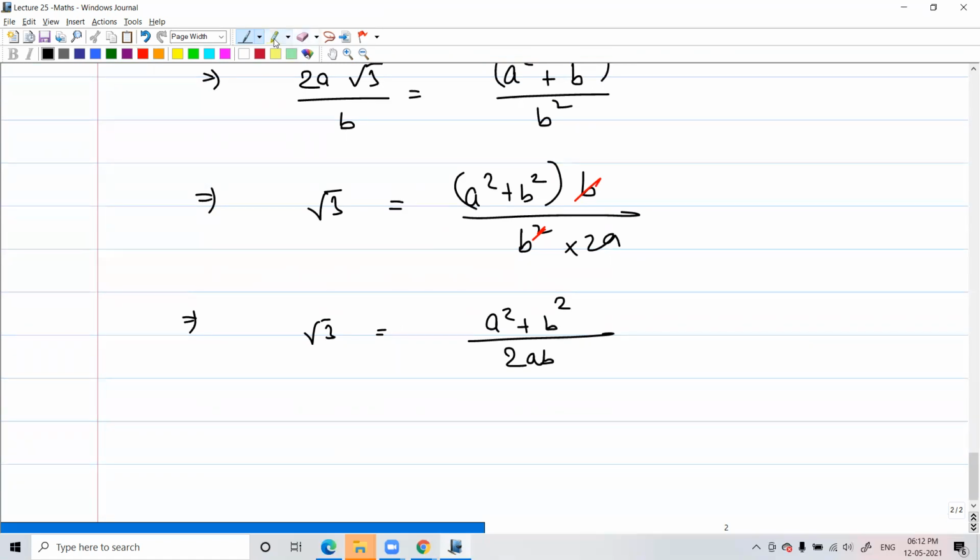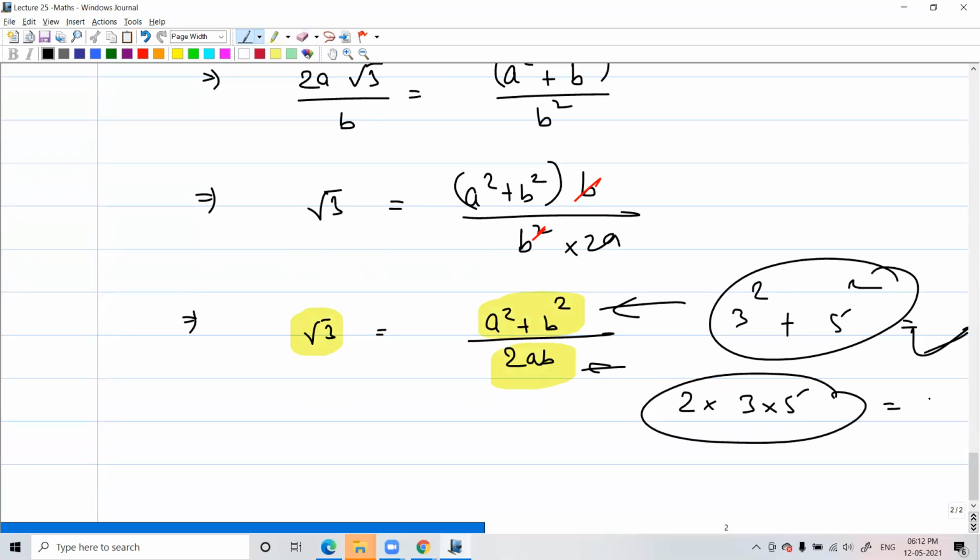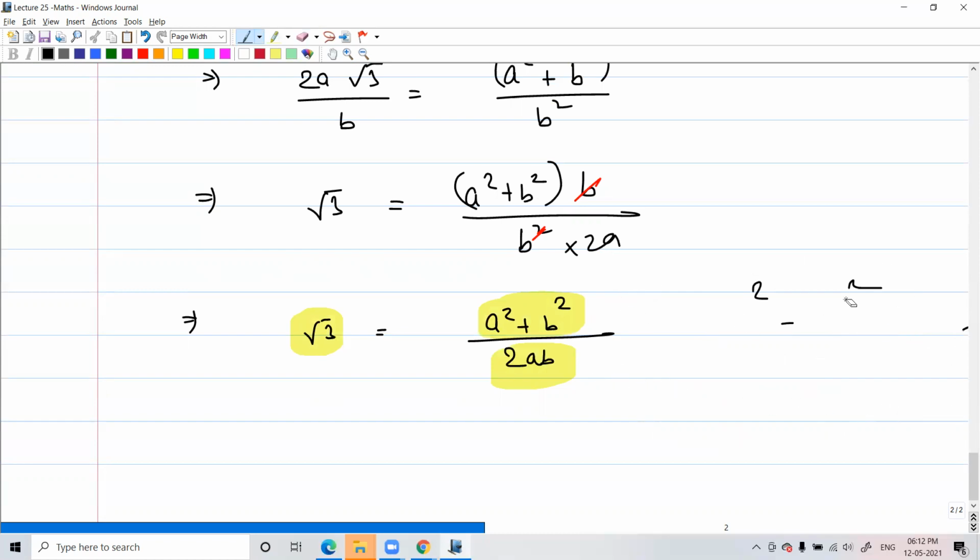Okay. Now you look at this. Your left hand side is irrational, but your right hand side is rational. Why? Because a and b are integers. So a square plus b square also will be an integer, of course. If you have two integers like 3 and 5, if you do the square of both of them and add, the answer is also going to be some integer only, no? So the numerator is an integer and the denominator is also 2 times some integer into some other integer, and the answer will again be some integer. So integer by integer, p by q form.